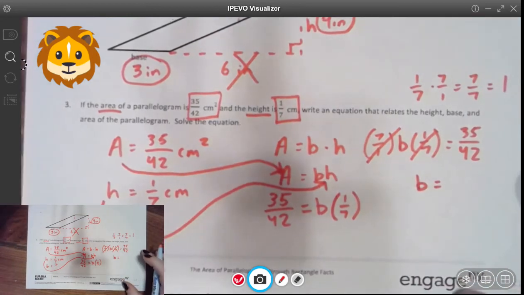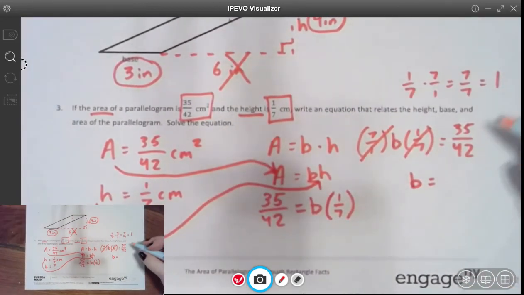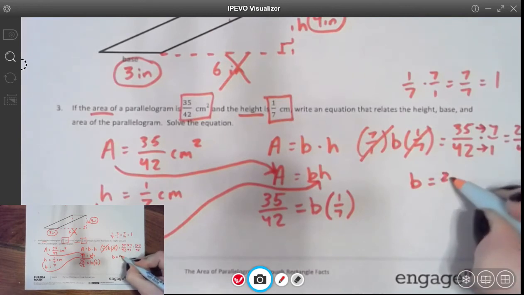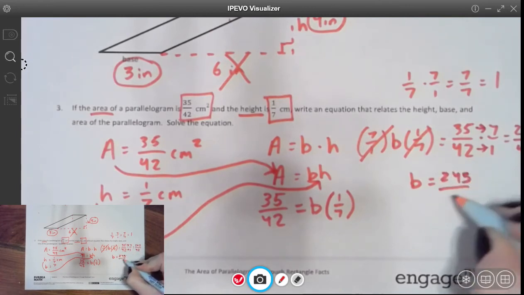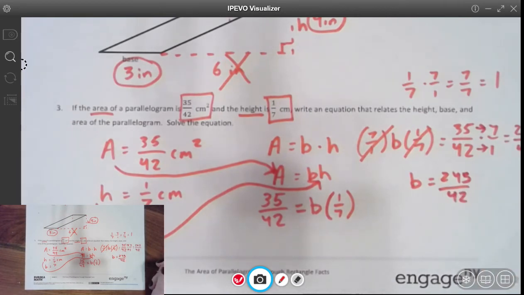We have to keep our equation equal. So we need to also multiply the right side of the equation by 7/1. Remember, to multiply fractions, we go across the numerators and across the denominators. So we'll do 35 times 7, and we'll get 245, and 42 times 1 is 42. So we get the base is equal to 245/42. All right, and this can be simplified because the numerator is bigger than the denominator.